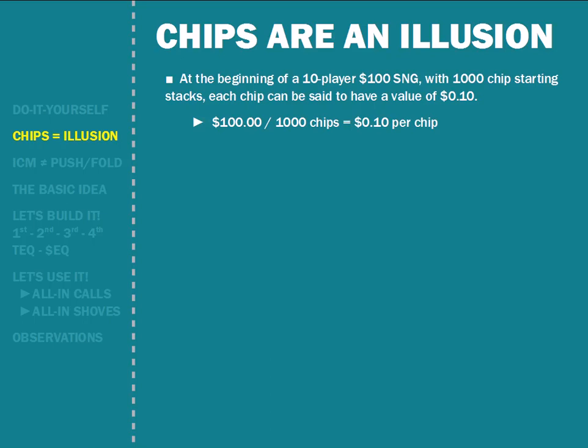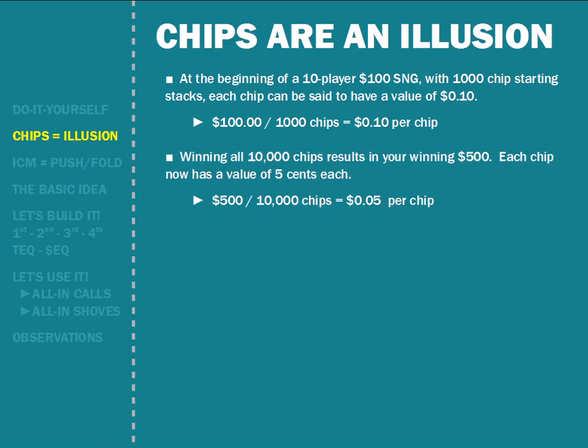Now, at the beginning of, say, a 10-player sit-and-go with a $100 buy-in and 1,000 chip starting stacks, each chip can be said to have a value of 10 cents, right? I mean, it's a $100 buy-in, we get 1,000 chips, so you do the division, and that's 10 cents per chip. Now, what happens at the end of this sit-and-go? And hopefully you end up in first place and you beat the other 9 players. Well, you win all 10,000 chips, right?